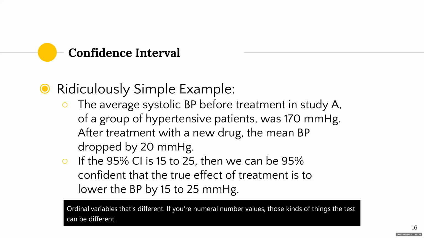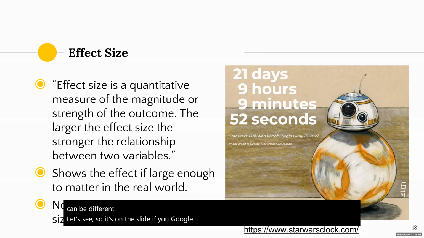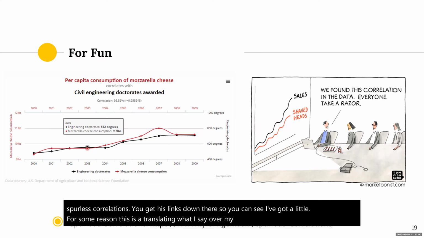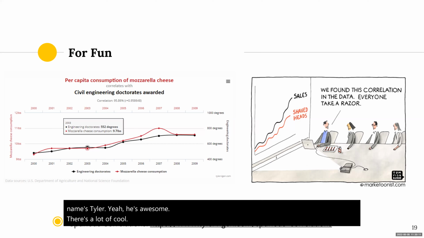Let's see. Oh, it's on the slide. If you Google spurious correlations, you get this, and his link is down there. For some reason this is translating what I say over my link there, so I can't see it, but his name's Tyler. He's awesome. There are a lot of cool correlations he makes based on actual real data. That's it. Thank you.